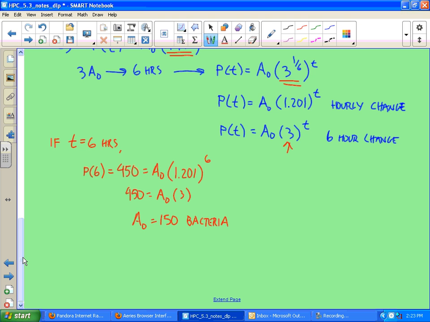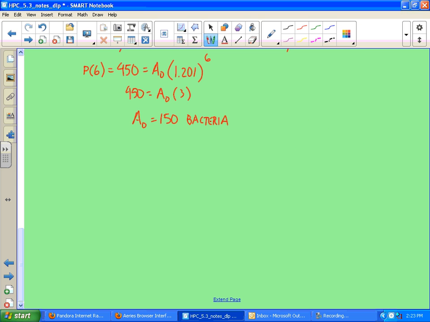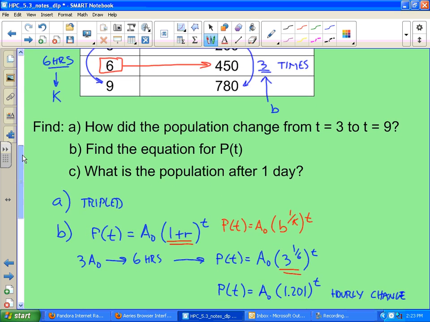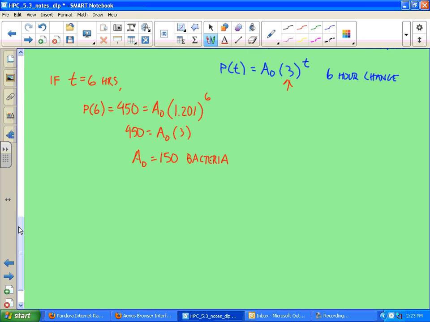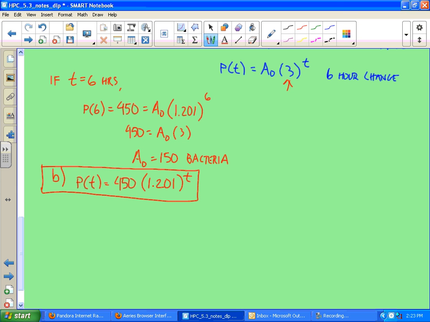So now I can finally write, we still haven't answered part B, have we? No, so here now we're going to finally answer part B. The population of bacteria is equal to 150, and then we'll do the 1.201. There it is. Here's my population on an hourly change.